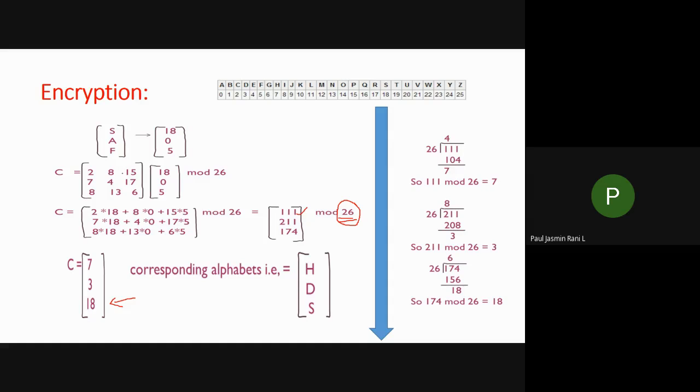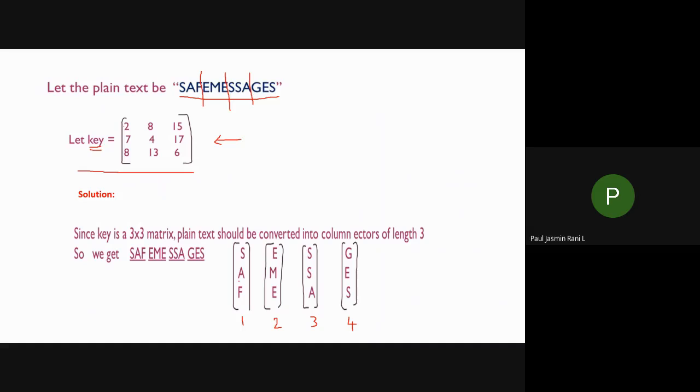So for this plain text SAF, this is your ciphertext. This is the first part of your encryption, which is over. Now we have completed SAF. The same procedure you have to follow for the other plain texts also.